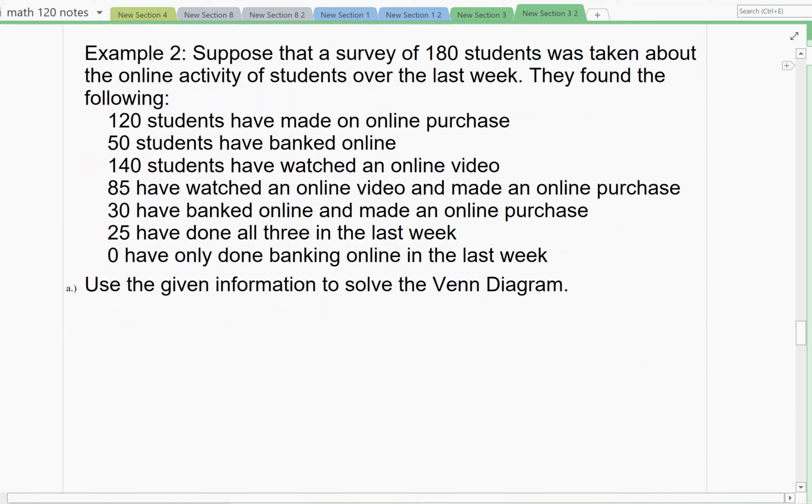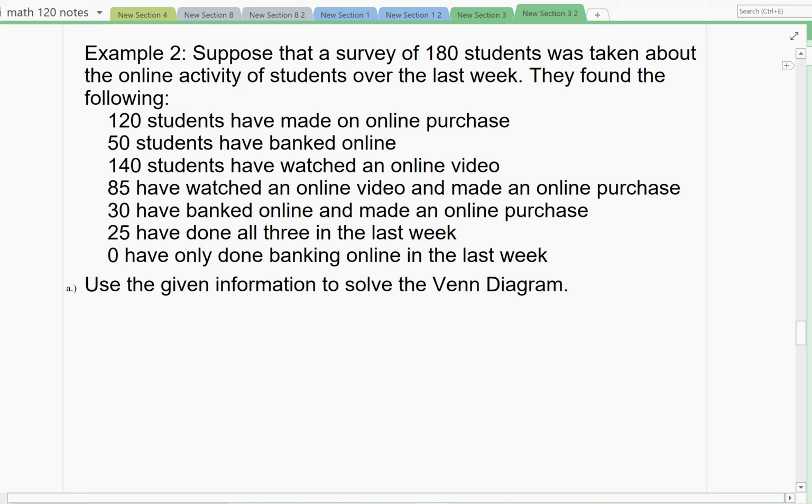So we have a survey again of 180 students taken about the online activity. This was written pre everything kind of going online. It's a little dated question, but we're still going to use it. Out of the 180 students surveyed, we've got different groups. 120 of them said they made an online purchase, 50 said they banked online, 140 said they watched an online video, and then 85 watched an online video and made an online purchase, 30 banked and made an online purchase, 25 did all three in the last week, 0 have only done banking online last week.